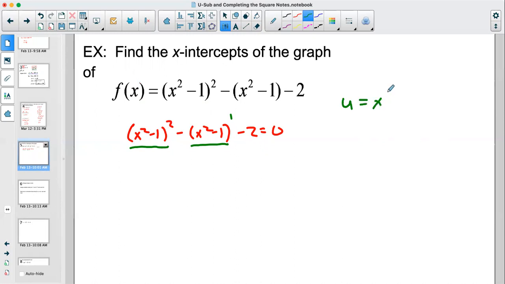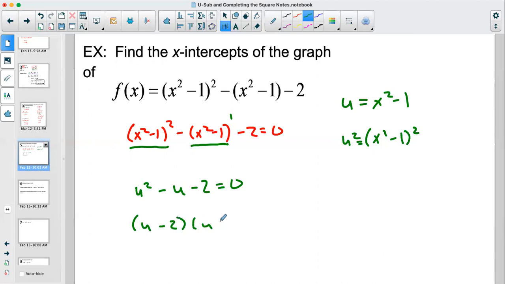So let's say u is x squared minus 1. Then u squared is equal to x squared minus 1 squared. So now this first term, x squared minus 1 squared, is equal to u squared. This second term gives u minus 2 equals 0. We do a little quick factoring, and we get this, so u is 2 and -1.